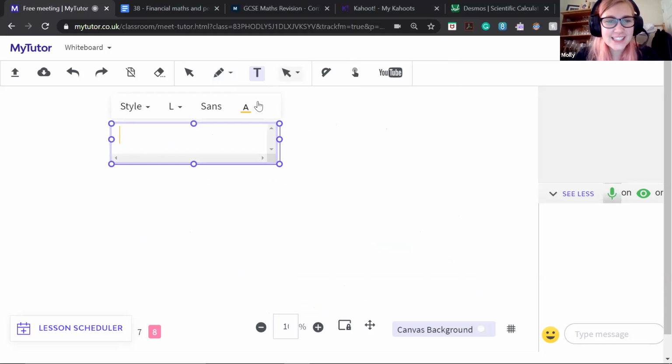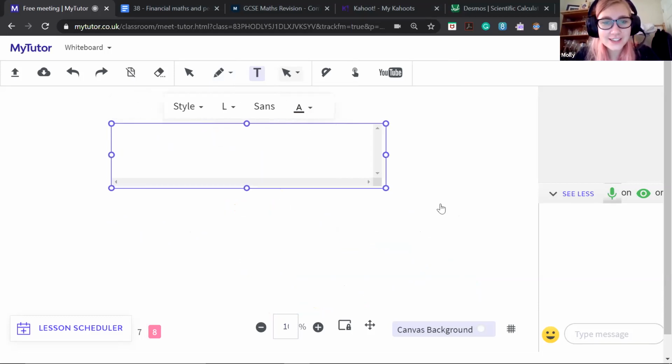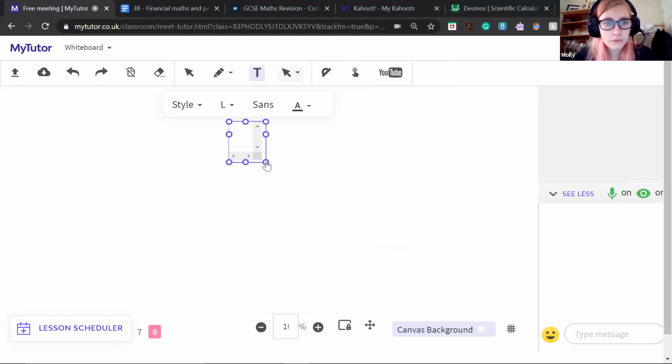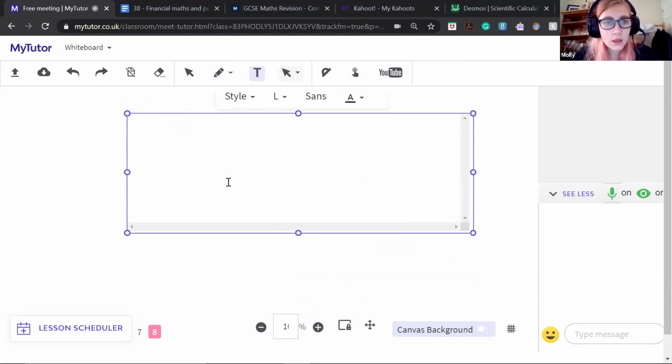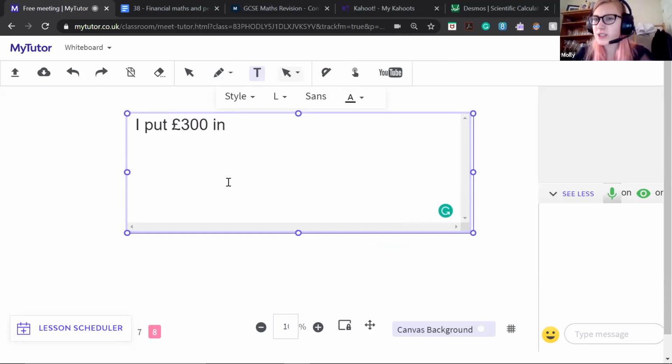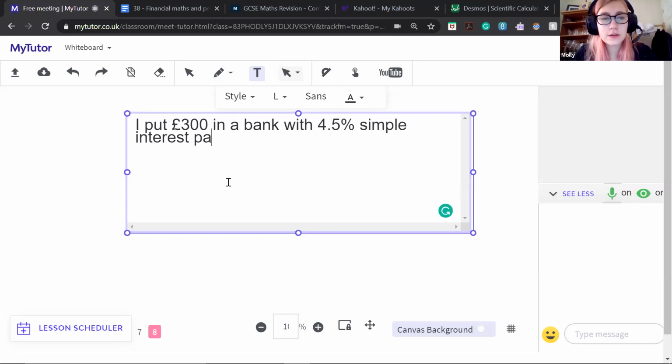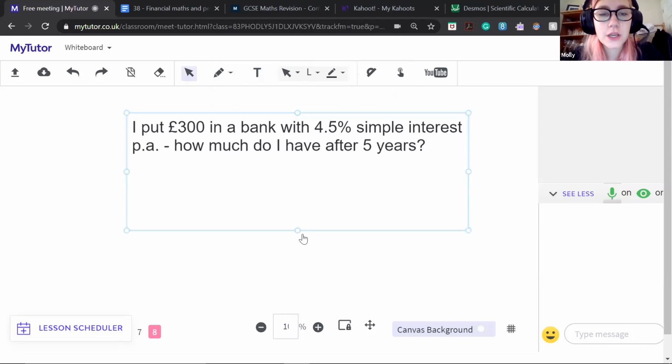So let's see if everyone can agree on the answer this time. So I put £300. Try this one non-calculator as well for a bit of an extra challenge. In a bank with 4.5% simple interest per annum, how much do I have after 5 years? So give this one a go.